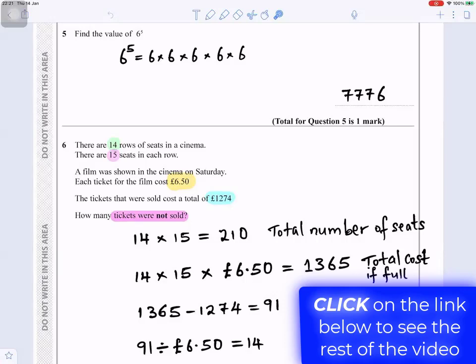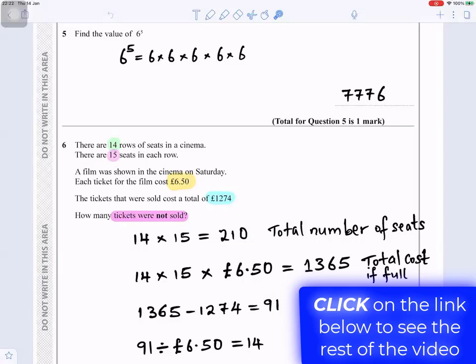So we want to find the total number of seats in the cinema. So we want to multiply the number of rows times the number of seats. It gives you the total number of seats in the cinema. So 14 times 15, it gives us 210 seats in the cinema.